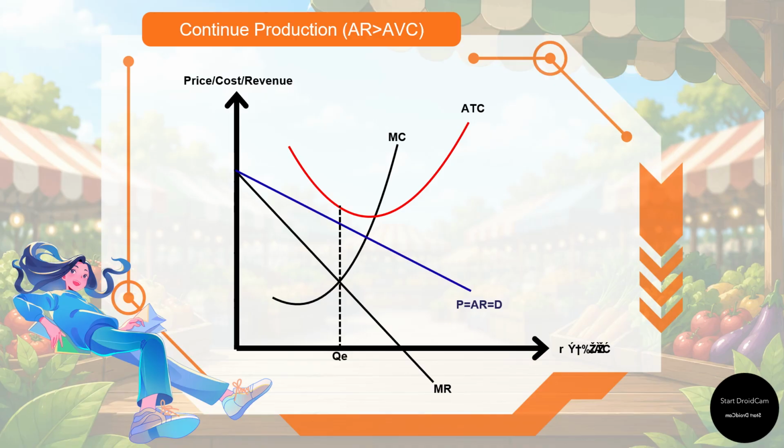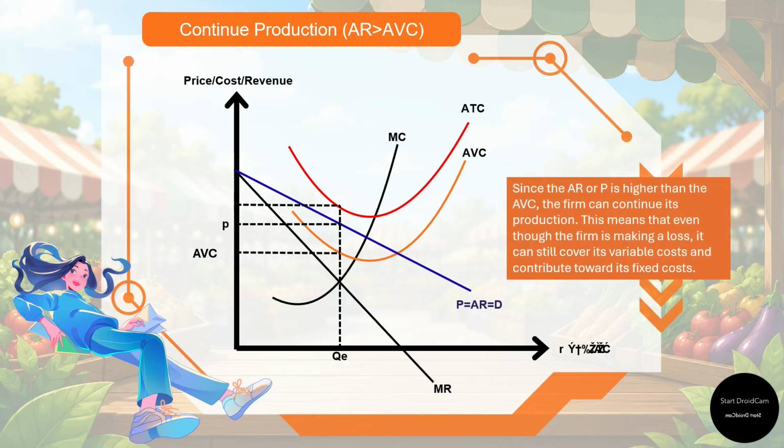First, determine the profit maximizing output where MR equals MC. Then, identify the corresponding price from the demand curve. This gives us the average revenue earned per unit. Now, compare this price with average variable cost. Notice that AR is higher than AVC. This is the important condition.